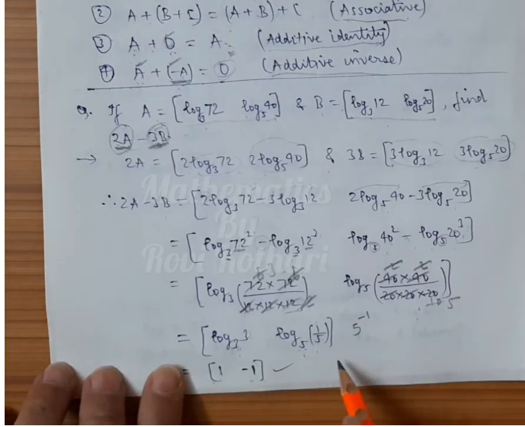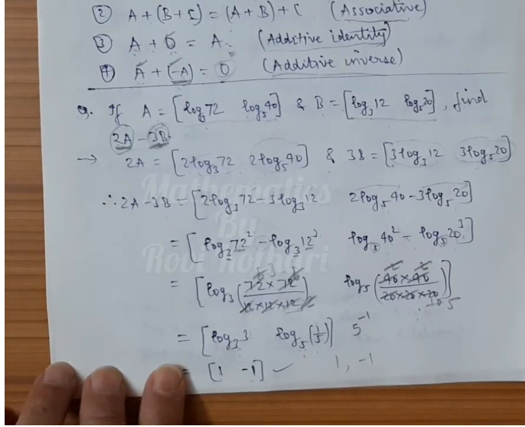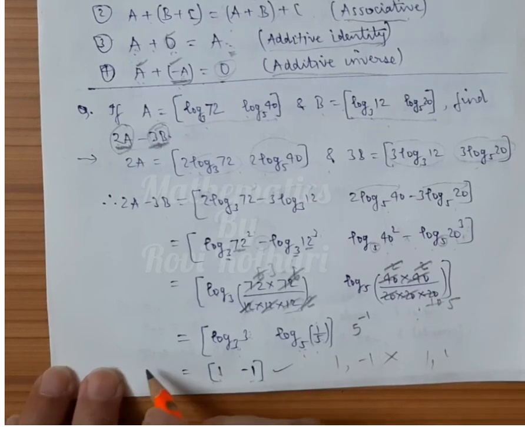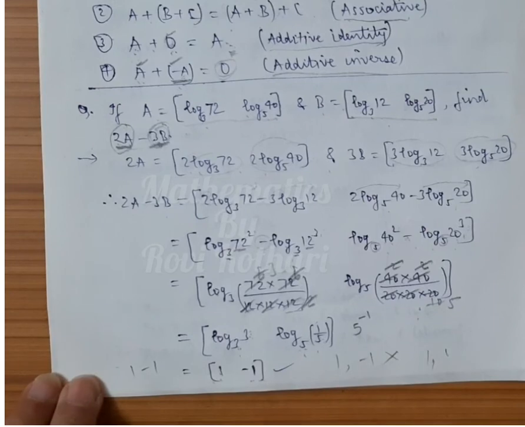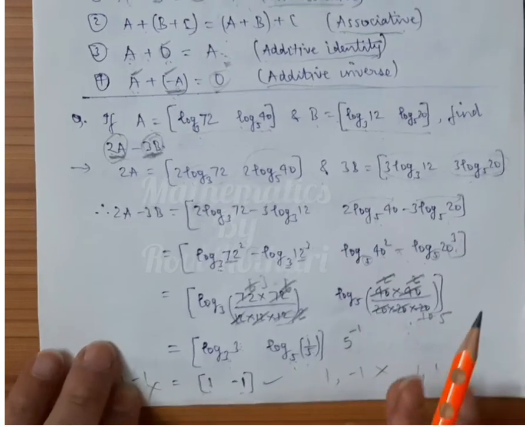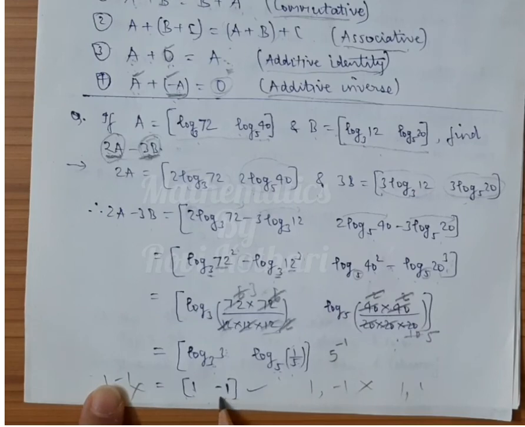Now don't write the answer like this, 1, -1. This is not the answer, okay? Nor is the answer directly writing 1 minus 1. This is also wrong. The answer has to be written in the matrix form because question matrix का है तो आंसर भी मैट्रिक्स फॉर्म में होना चाहिए. तो मैट्रिक्स फॉर्म में आंसर कैसे लिखना है? 1 minus 1 within square brackets.